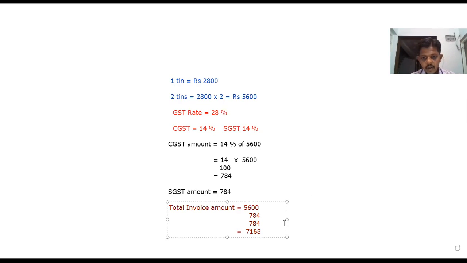Yes, sir. So out of that, what is 5,600? Tell me. What is this called? Taxable amount. Amount jiske upar tax lagega. Tax kiske upar lagega? 5,600 rupees ke upar lagega. Yes or no? Yes. So that is the taxable amount. What is 784 called now?